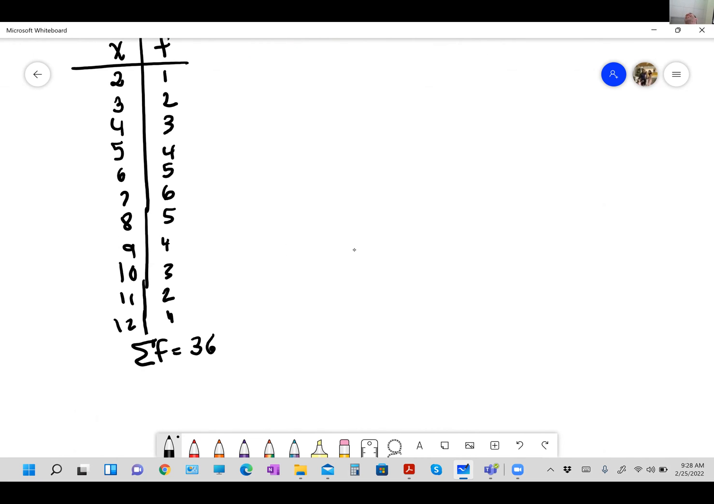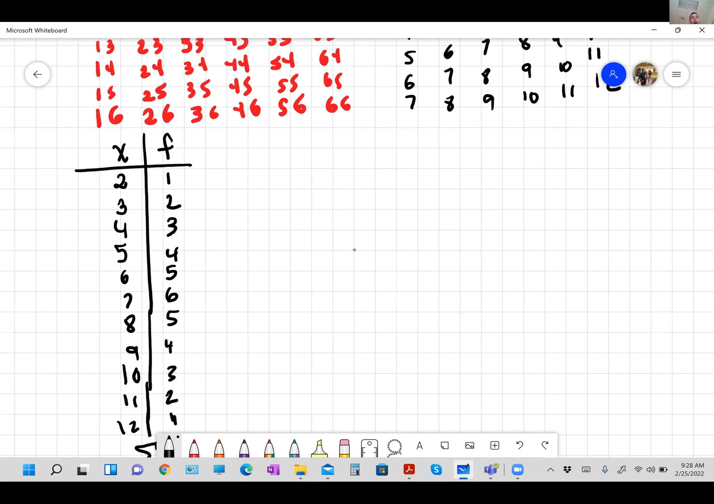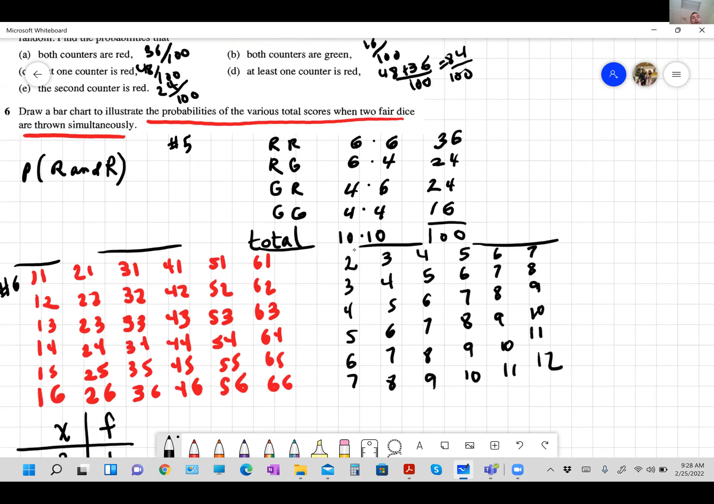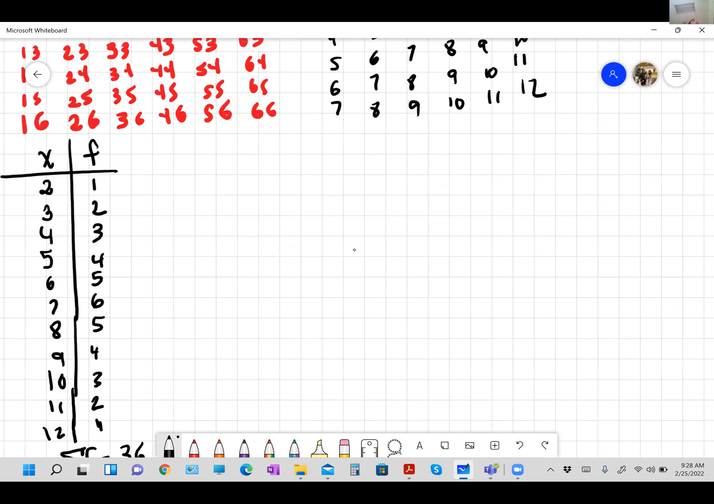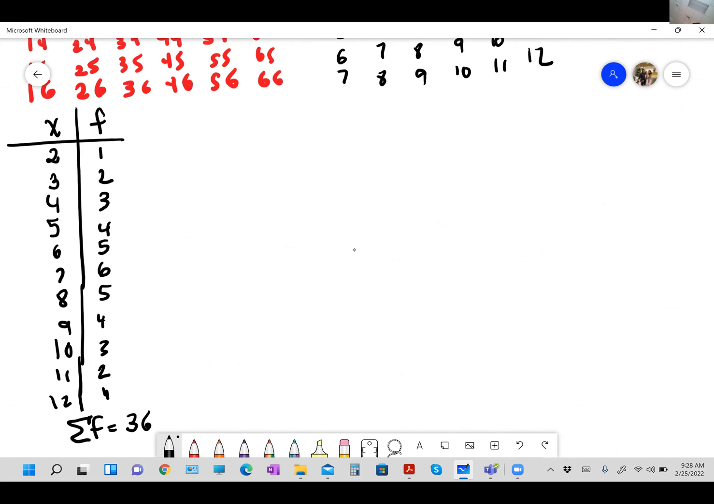All right. So now, the question was draw a bar chart to illustrate the probability. So they want probabilities. So I've got to convert this frequency distribution, and it's a discrete probability distribution, right? We're going to convert it to a probability distribution. Do you remember how to do it?